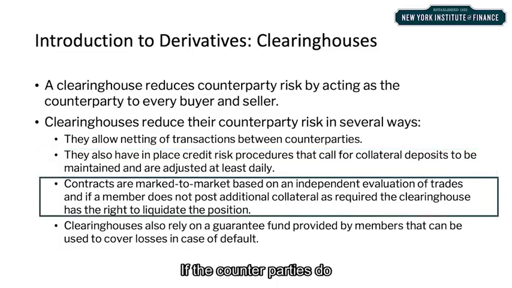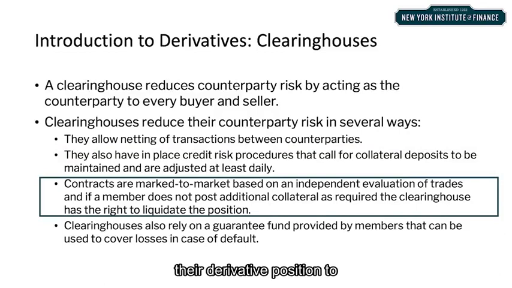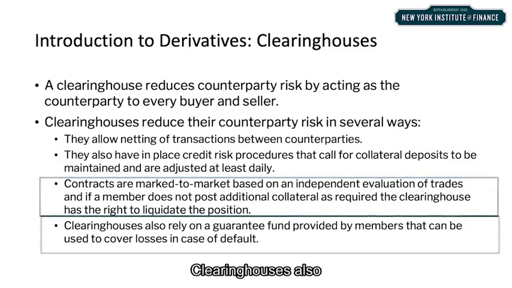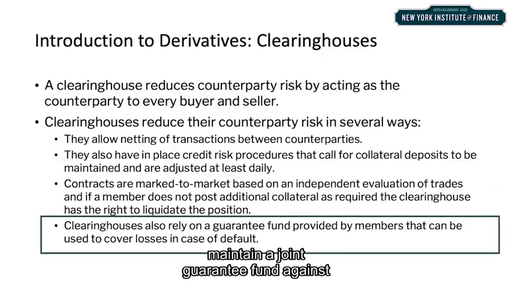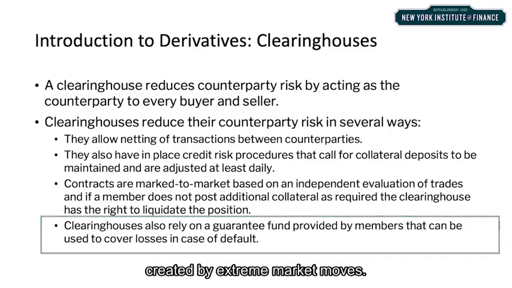If the counterparties do not maintain sufficient collateral, which is called margin for retail customers, then the clearinghouse has the right to liquidate their derivative position to protect itself from making any losses. Clearinghouses also maintain a joint guarantee fund against any unusual losses that might be created by extreme market moves.